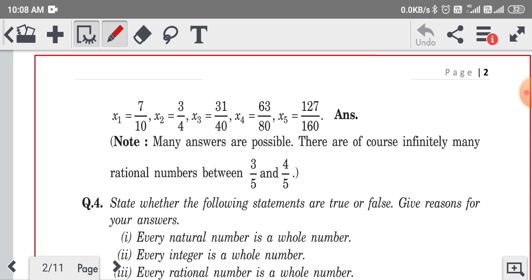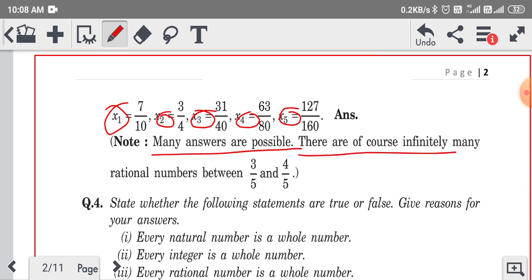So we got x1, x2, x3, x4 and x5. So many answers are possible, therefore there are of course infinitely many rational numbers between 3 by 5 and 4 by 5.